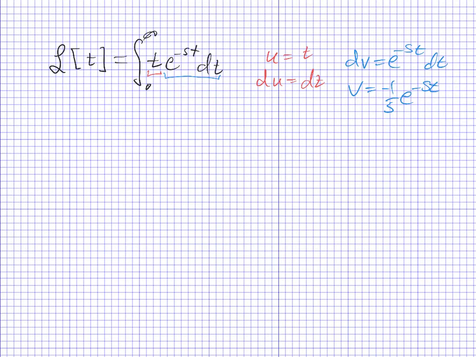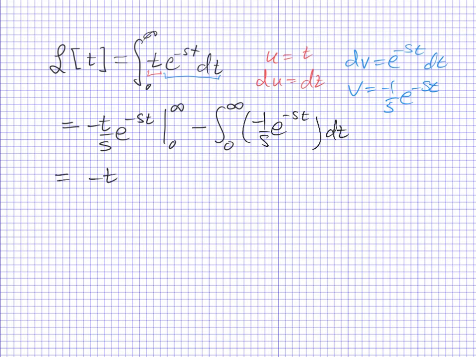the previous example. Now putting this all together, the first part is u times v, so that's negative t over s e to negative st from 0 to infinity. Now minus the integral from 0 to infinity of v du, which is going to be just our negative 1 over s e to negative st dt. All right, and we'll save that first piece for later, so we want to make sure we go ahead and integrate the second term first.